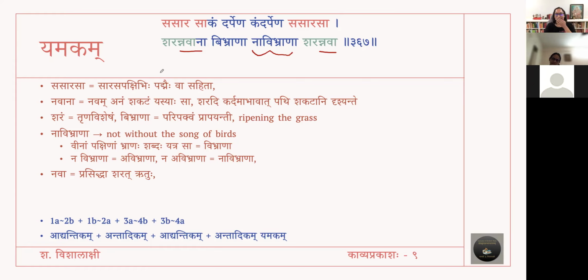So prasiddha sharadrituhu kandarpena darpena sasara. This sharadritu seems to be going around with garva, darpam. It moves around with a pride that is in the form of Manmatha. Kandarpena darpena. Sakam, kandarpena darpena sakam sasara. So you can include the sakam here.